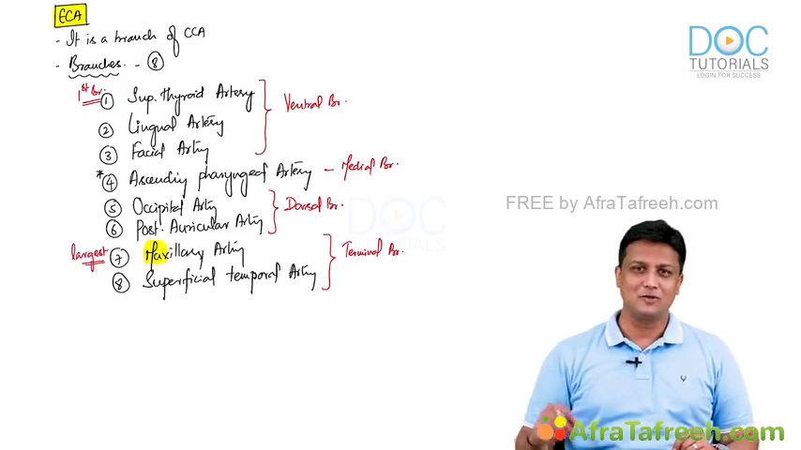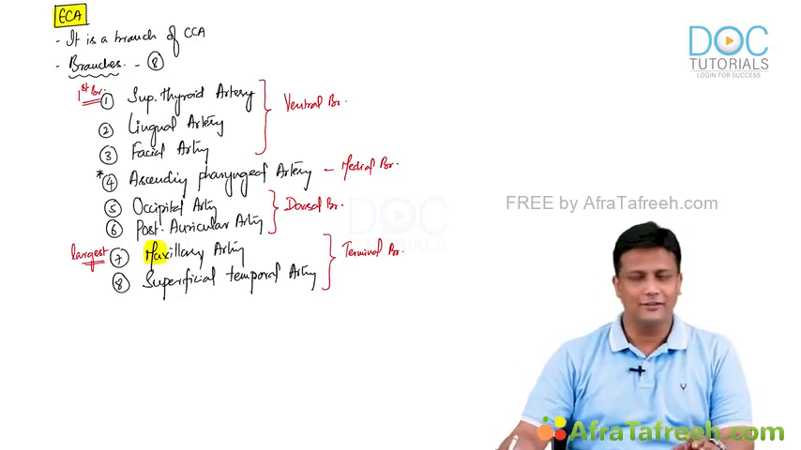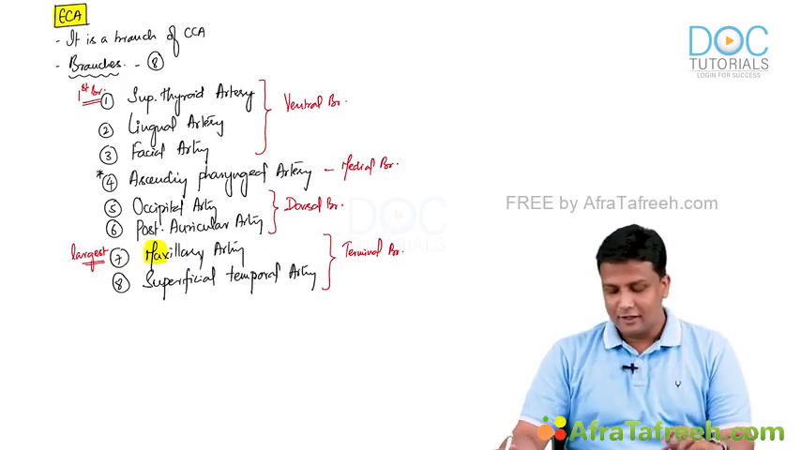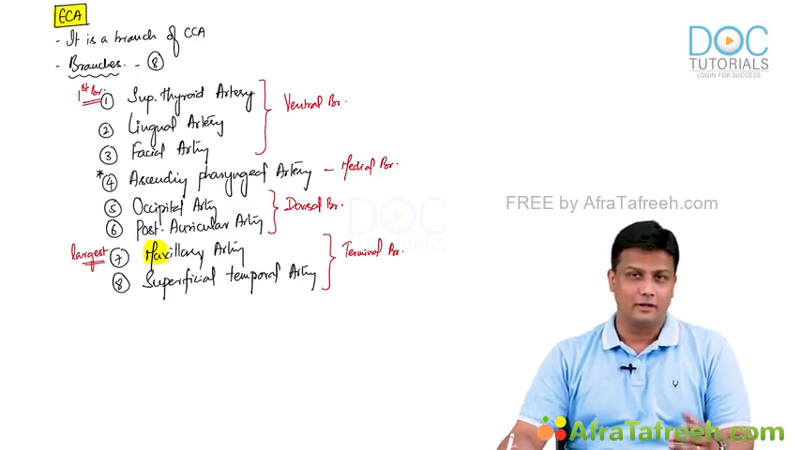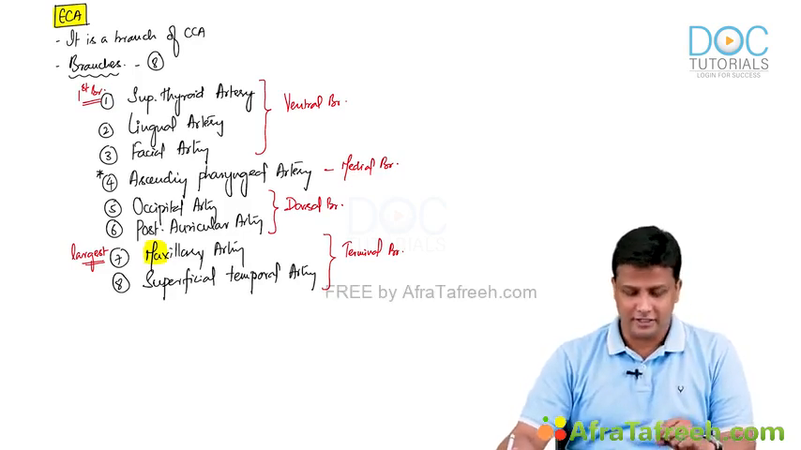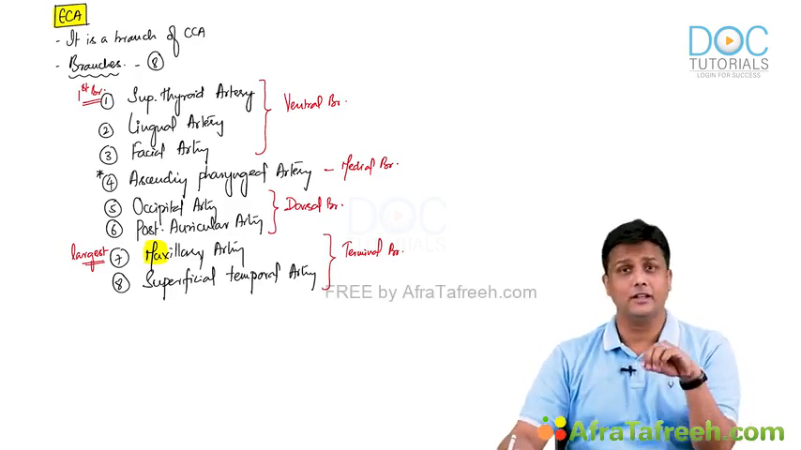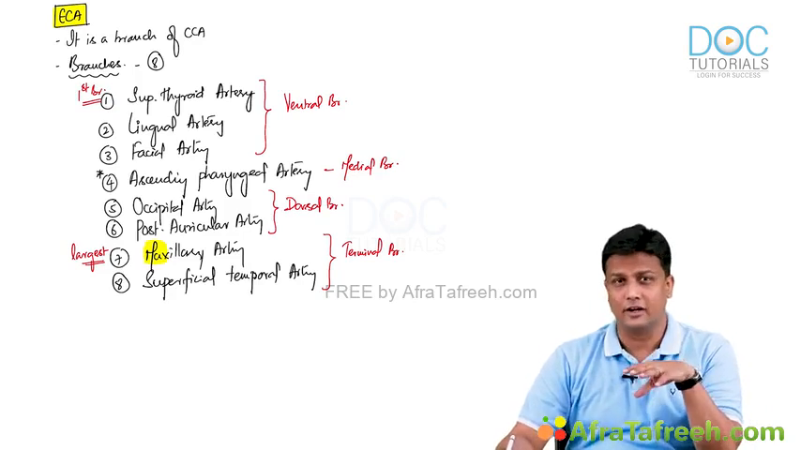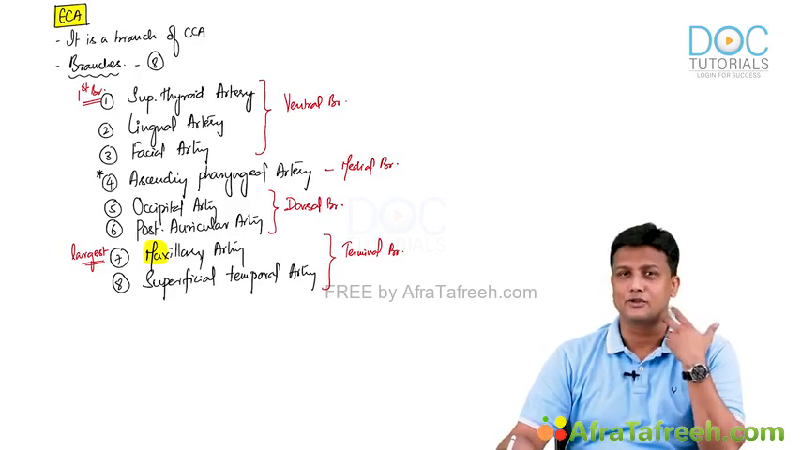So the largest branch will be the maxillary artery. You will never forget it in your lifetime, guys. Now apart from that, one more way of asking questions in this topic is that they'll ask you the branches of the external carotid artery with respect to the triangles of the neck.